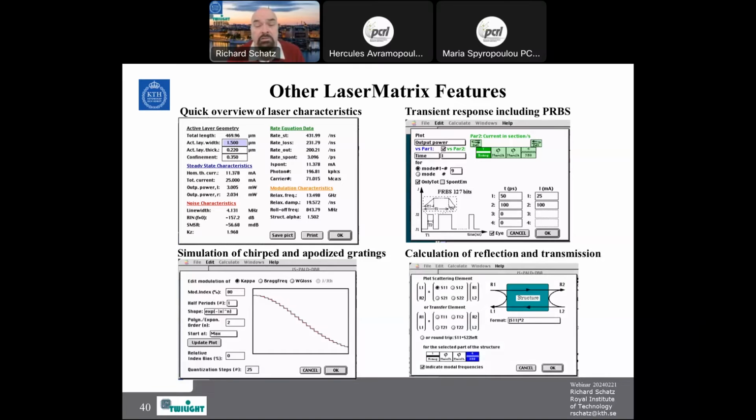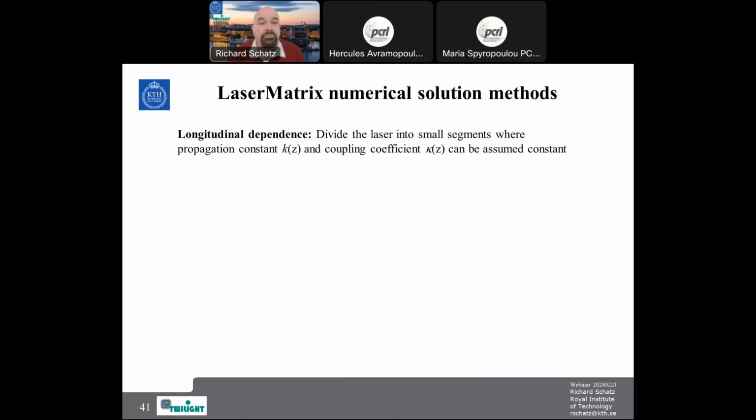And you can look at the effective length of the section, and both the magnitude and phase of the reflection and so on. So then the numerical solution methods, the longitudinal dependence, it's done by dividing the laser into small segments where the propagation constant and coupling coefficient can be assumed constant. Then I use the transfer matrix method. I will go through it a little bit.